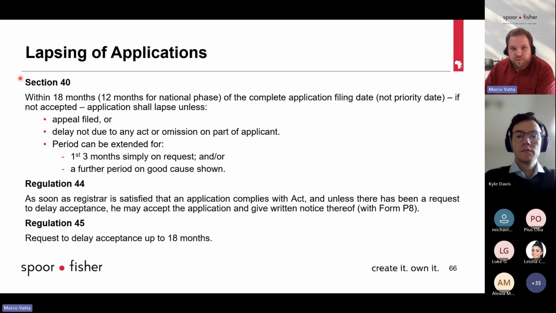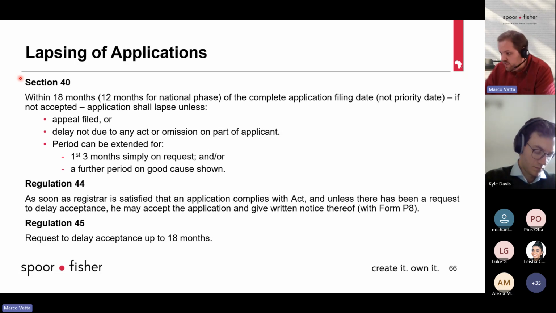Then Regulation 44. As soon as the registrar is satisfied that an application complies with the Act, and unless there has been a request to delay acceptance, he may accept the application and give written notice thereof with Form P8. So the Patent Office then returns the Form P8 in a stamped form together with an acceptance notice stating that the application complies with the formal requirements of the Act, and the application may then proceed to grant.